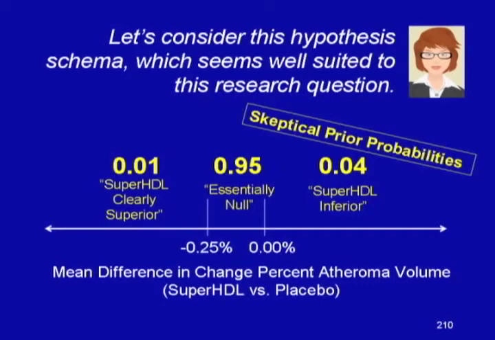Notice, like I did in the other example, I don't put any essentially null region over the inferior side. Super HDL is clearly superior over here. We're going to put 0.95 here like we did before. We're going to put 0.01 over here, and we're going to put 0.04 over here to be very skeptical. We can do anything we want. That's what I'm doing here. Very skeptical priors.